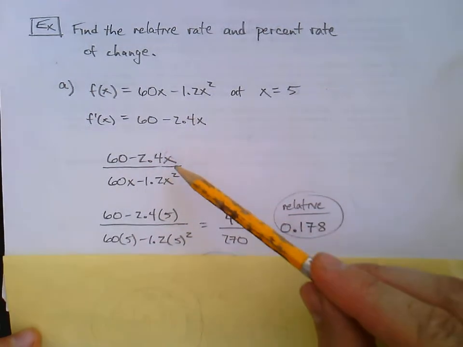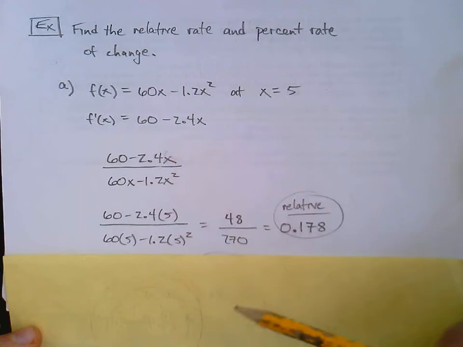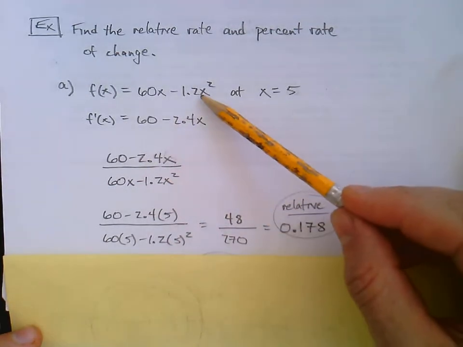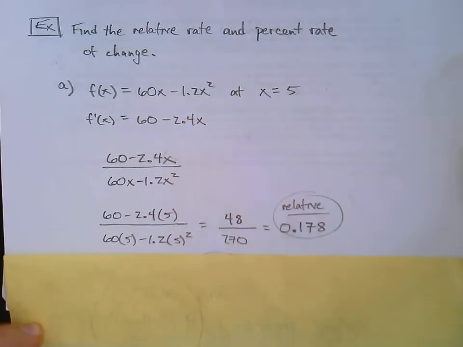I set it up as this ratio first, then plugged in. We could certainly do it a different way. We could find f prime of 5, that's 48, and find f of 5, that's 270, and then make the ratio. Either way, 48 over 270, we want to think of that as a decimal, and it turns out it's 0.178. I rounded that to 3 decimal places. I think that's pretty good.